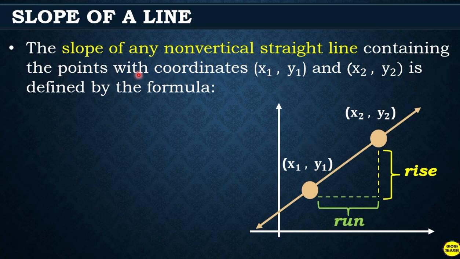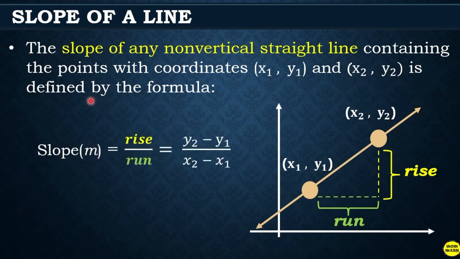Okay? So, for any non-vertical straight line containing the points with coordinates x sub 1, y sub 1, ito yung first point, and x sub 2, y sub 2, ito yung second point natin, is defined by the formula. So, ganun pa din. This is your rise, this is your run. Now, yung change in y natin, since our rise is referring to the change in y, so that is y sub 2 minus y sub 1. And then yung run natin, this is the change in x, so this is x sub 2 minus x sub 1. So, paano natin kukunin itong y sub 2, y sub 1, x sub 2, x sub 1?